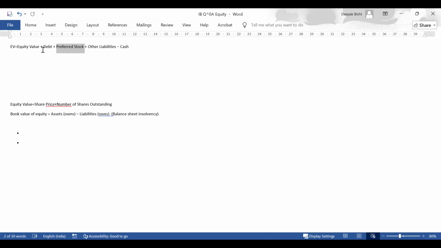To get the enterprise value, we add debt and preferred stock and other liabilities because these three actually have a claim on the company cash flows. So that's the main reason we use preferred stock in calculation of the enterprise value. To get enterprise value from equity, we add the debt and preferred stock because both are obligations the acquirer will need to settle if they bought the company.